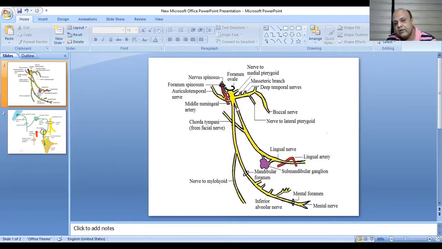So this nerve, the lingual nerve, arises 1 centimeter below the skull. It is joined by the chorda tympani nerve. When the lingual nerve arises, it lies between the lateral pterygoid and the tensor veli palati. Then it comes to lie between the lateral pterygoid and the medial pterygoid. Then it comes to lie between the medial pterygoid muscle and the ramus of the mandible.